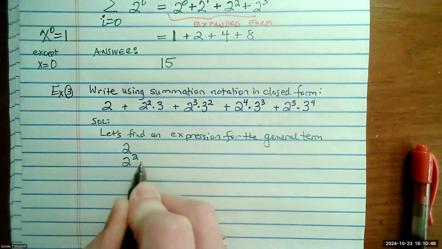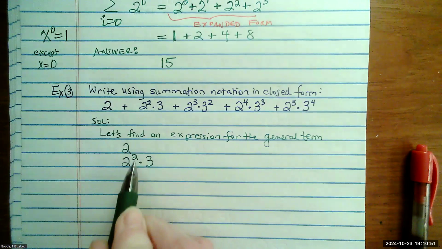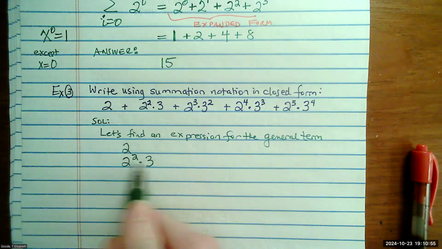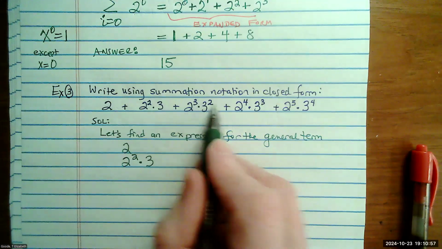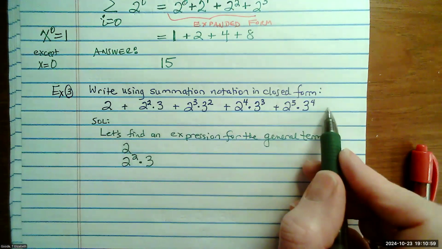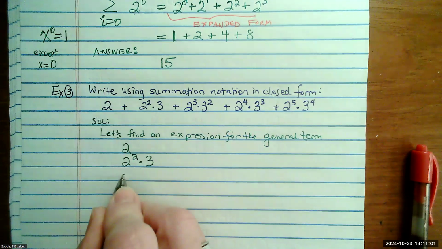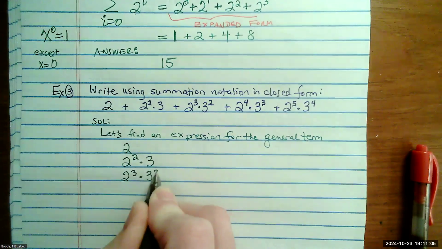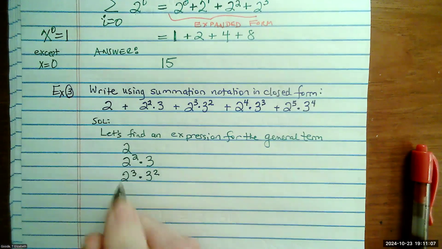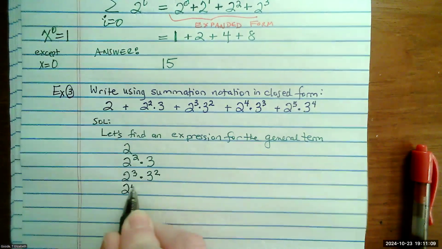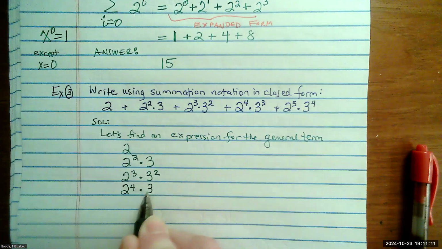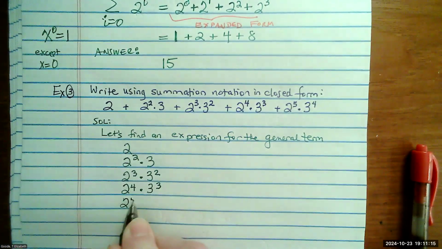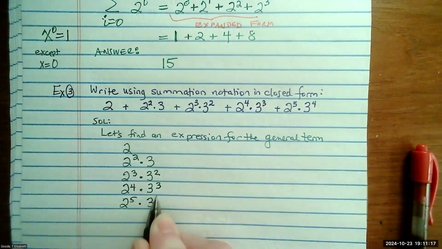But 2 squared times 3, now suddenly, I'm looking at exponents. I'm saying, oh, there's an exponent thing. And we see what's changing is the exponents, right? Let's look at the next term. 2 cubed times 3 squared. 2 to the 4th times 3 cubed. 2 to the 5th times 3 to the 4th.